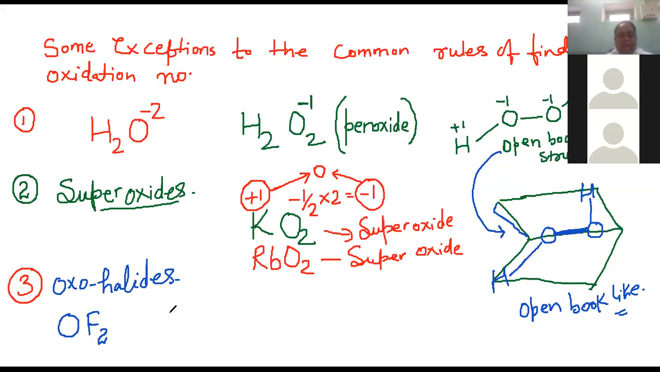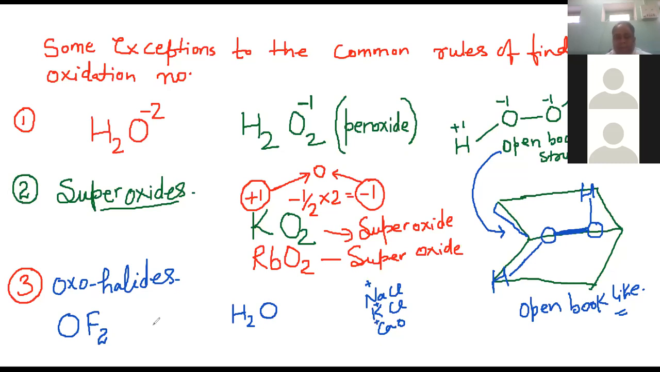So generally, in case of oxygen, we write H2O. But in case of oxofluoride or oxohalide, we write F2 after oxygen, because we always write the electropositive element first and then the electronegative element. Like we always write sodium chloride, potassium chloride, calcium oxide. So the positive part is written first.